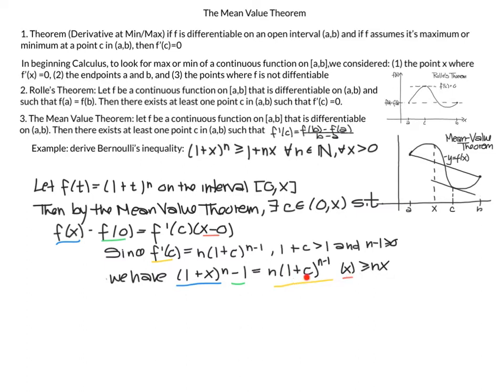And now, because 1 plus c is greater than 1, we can see that this product here is greater than or equal to n times x. Pulling my (1 plus x)^n down here, and then with some algebra you can see that I get exactly what I wanted to prove.